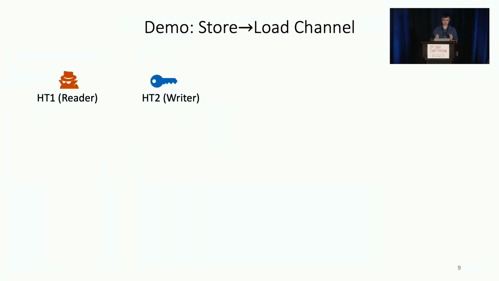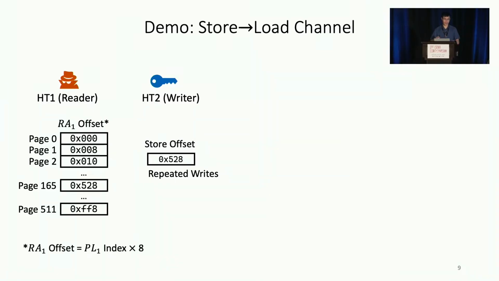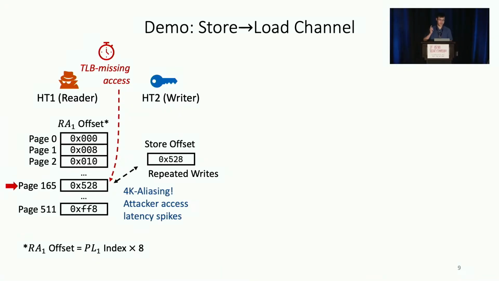Here's a demo of the store-to-load channel. In the demo, the writer keeps writing to a secret offset 0x528, and the attacker on the reader thread will allocate 512 contiguous pages, which can cover all possible values of the PT1 index. Then, for each page, the attacker flushes its translation from the TLB, times an access to the page, and triggers a page walk. If the attacker is accessing a page whose PT1 offset equals the store offset, then we are going to observe a latency increase.